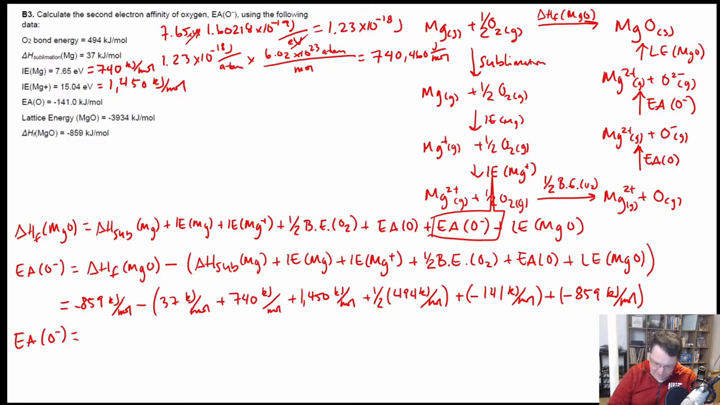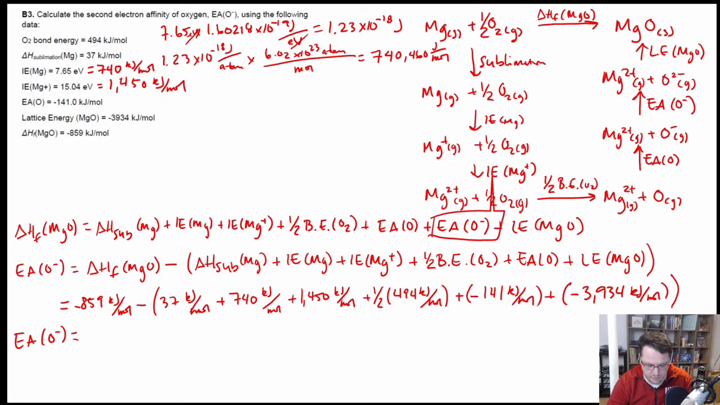Oh, I wrote down the wrong lattice energy. That's why you need to pay attention. I wrote down as my lattice energy here at the end negative 859 kilojoules per mole, which is what the delta H of formation is, when in reality, the lattice energy is actually negative 3,934 kilojoules per mole. Part of my brain was kind of like, oh, that's a really low lattice energy, but then I was like, I'll just go with it as I was typing it in.